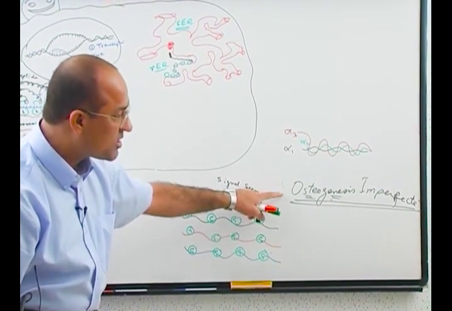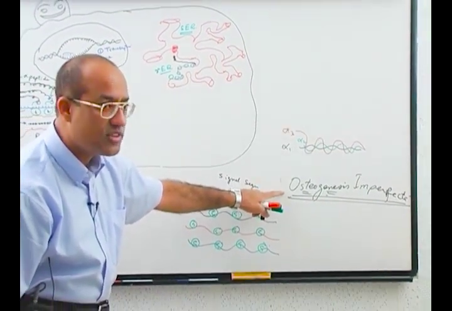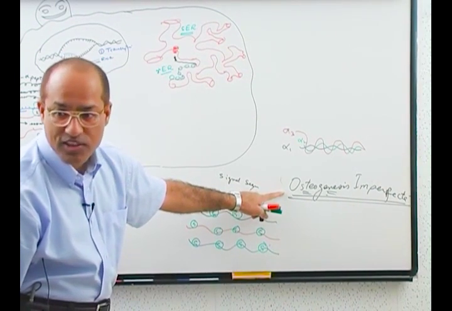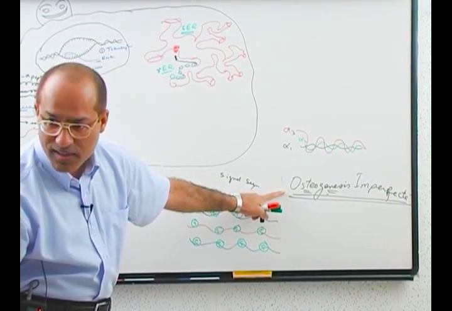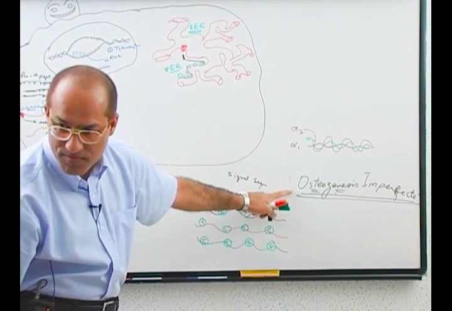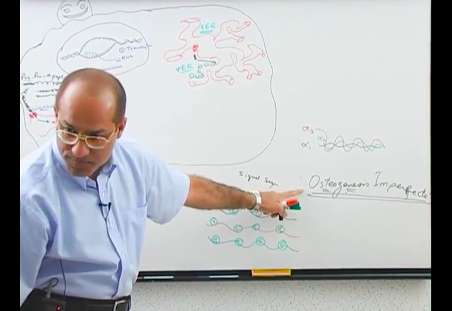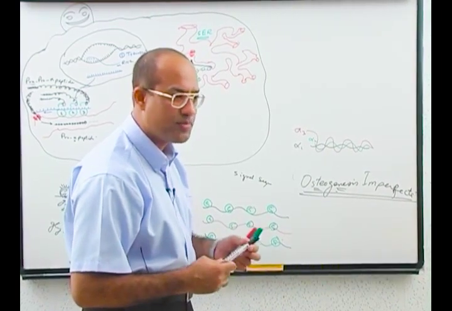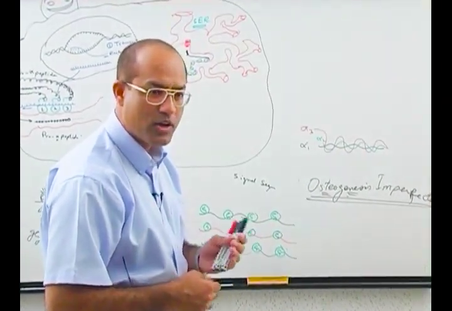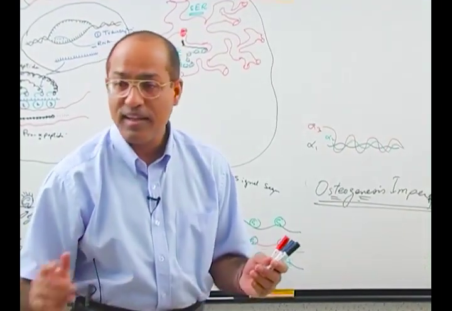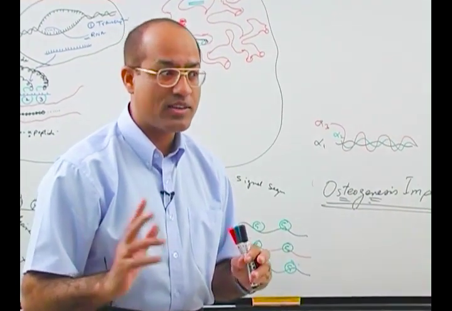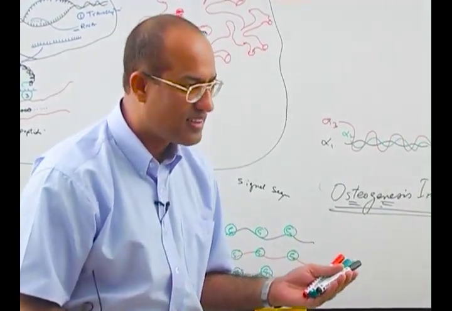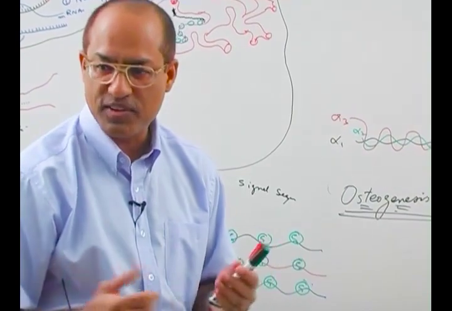These types of mutations which lead to this disease should be in those alpha chains which are responsible for making collagen for bone. Which type of collagen is present in bone? There are so many types of collagens. Which collagen type is present in bone?